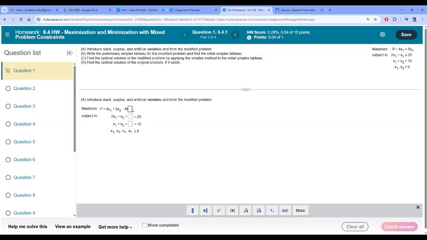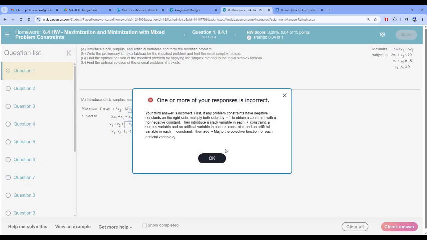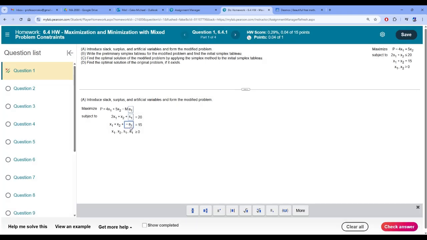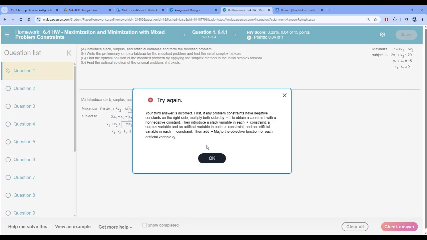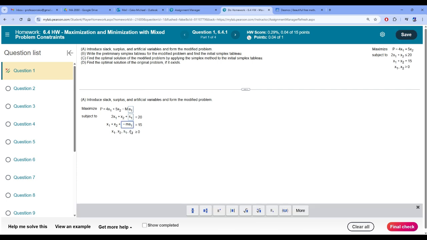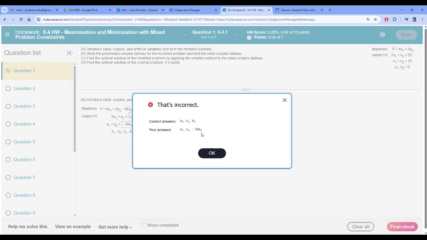All right, so let's try. This is A subscript 1, S subscript 1 because it's less than, and then this is going to be minus A1, or was it MA1? Minus A1, A subscript 1? I already forgot. Minus MA subscript 1, capital M.